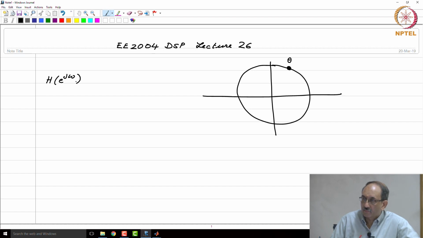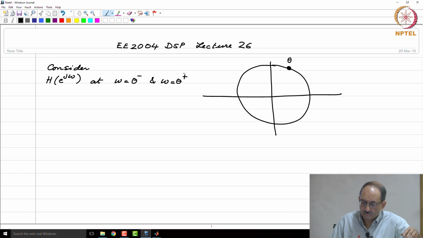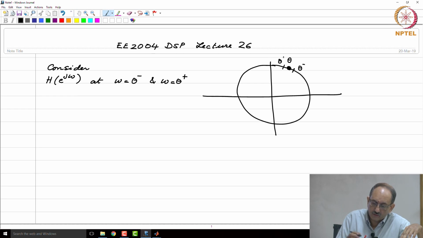Let us consider each of e to the j omega at omega equal to theta minus and at omega equal to theta plus. So, we are looking at a point here and at a point here. So, this is theta minus, this is theta plus, epsilon close to theta.